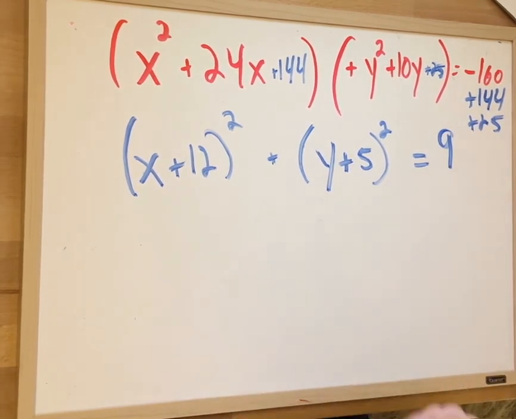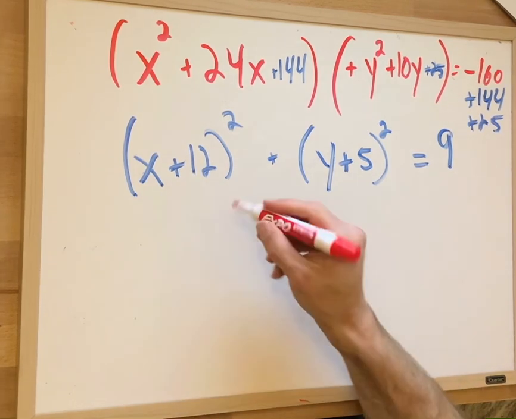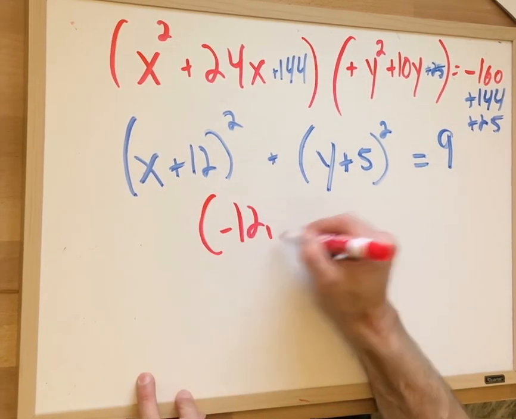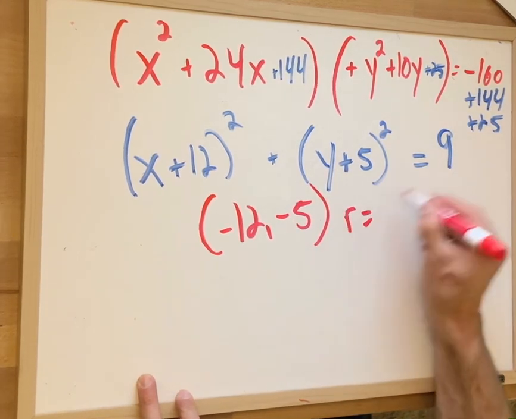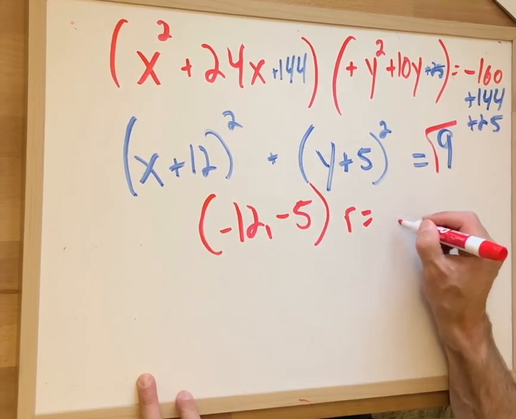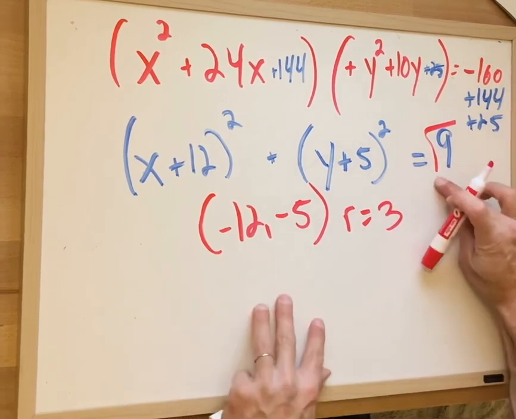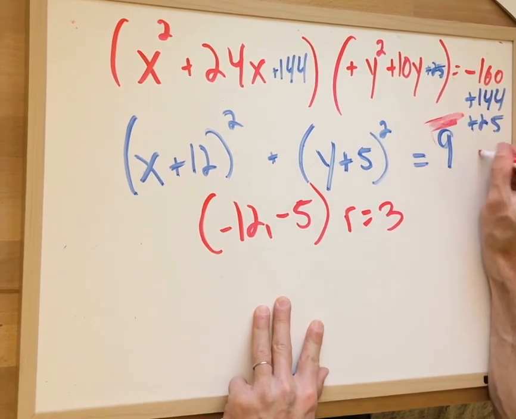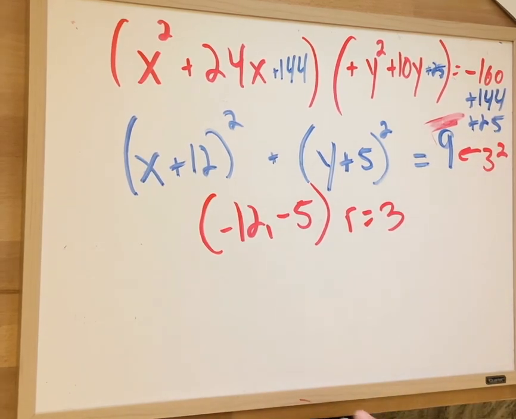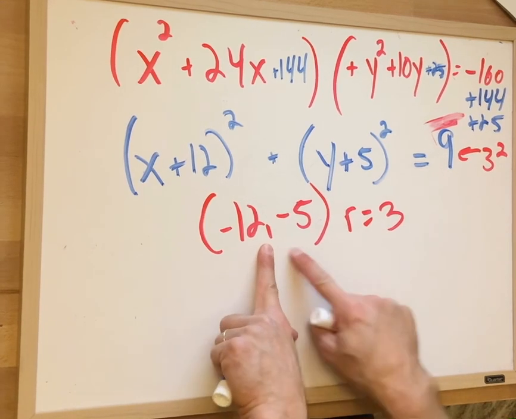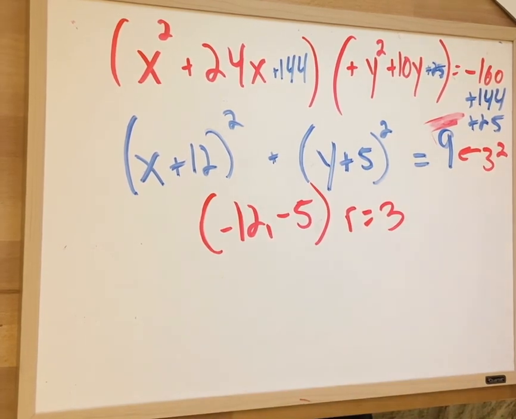There, it looks way easier now. My center is negative 12, negative 5, and my radius is not 9, it's the square root of 9, which is 3, because this 9 is the same thing as saying 3 squared. And then you could graph this. I'm not going to graph it, but your center is negative 12, negative 5, and then go 3 units up, down, left and right from that.